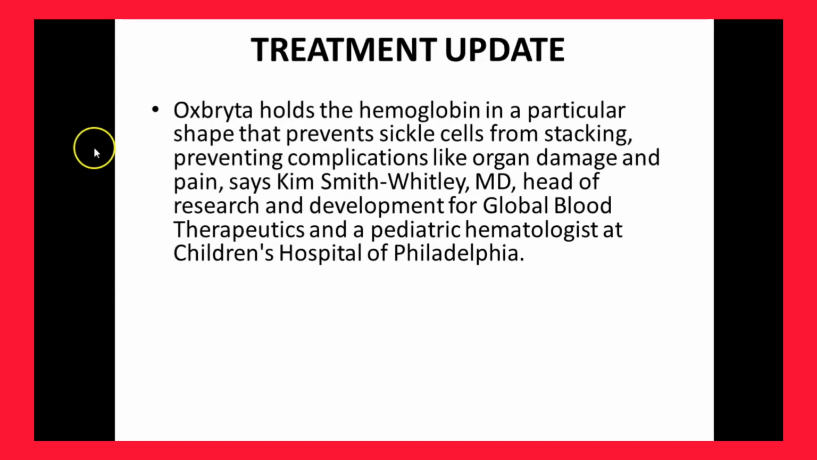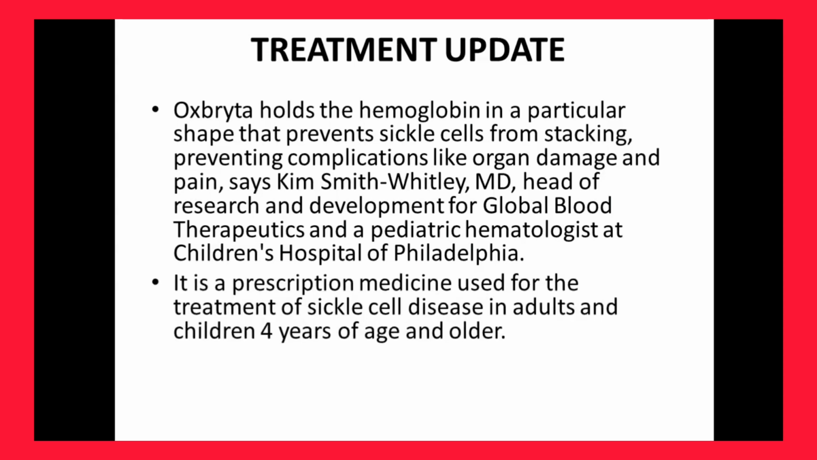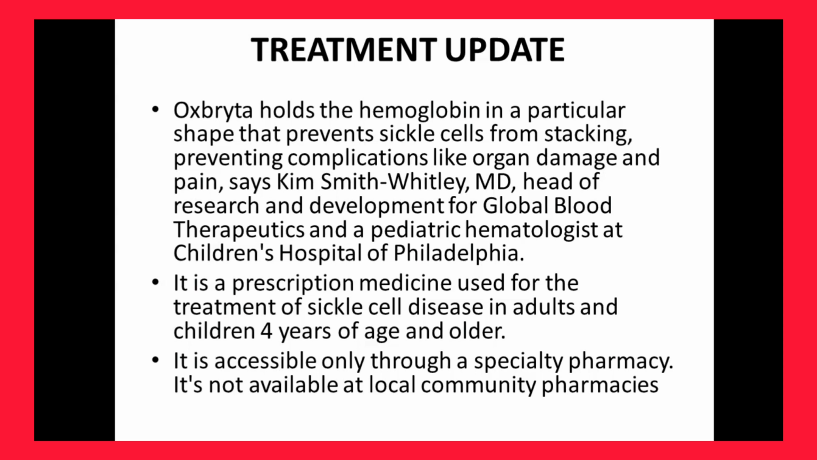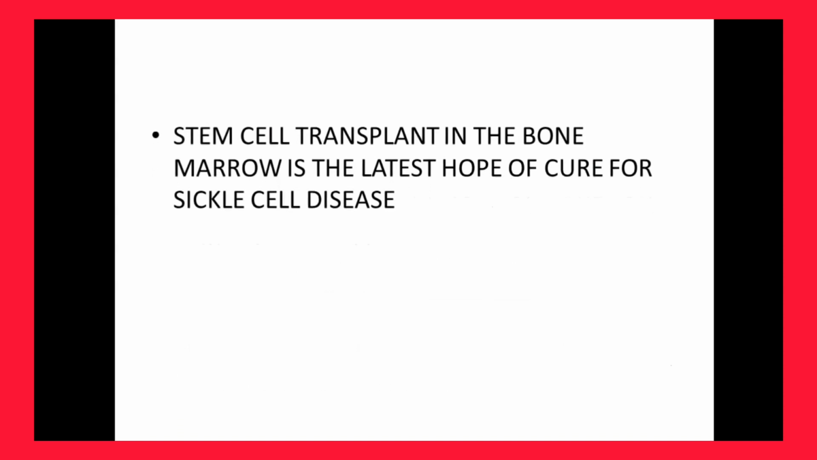The latest update in treatment is oxbryta, which holds the hemoglobin in a particular shape so that it does not sickle, that prevents sickle cells from stacking, that is clogging. It is a prescription medicine used for treatment of sickle cell disease in adults and children above 4 years of age. You don't use it in children less than 4 years. It is accessible only through a special clinic. The stem cell transplant is another one.